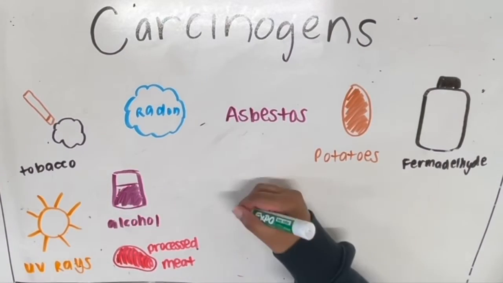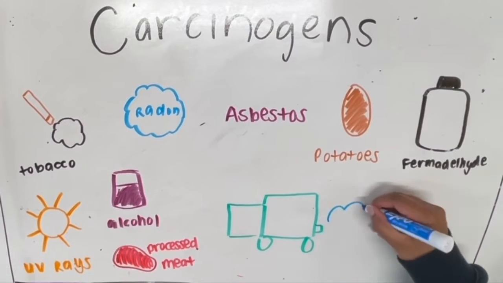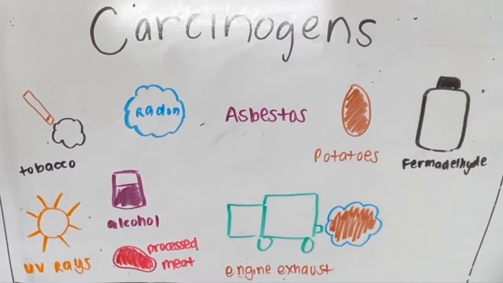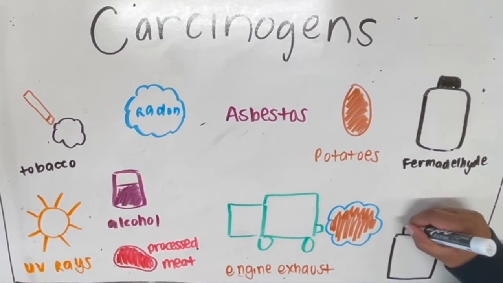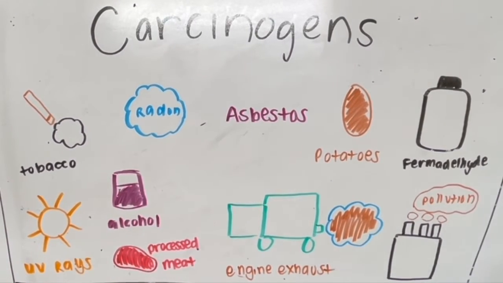ultraviolet rays from the sun or tanning beds, which get absorbed into the skin and damage cells, resulting in skin cancer, alcohol, processed meat, engine exhaust, and pollution.